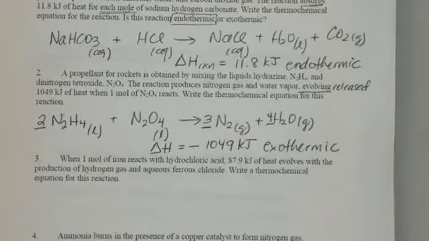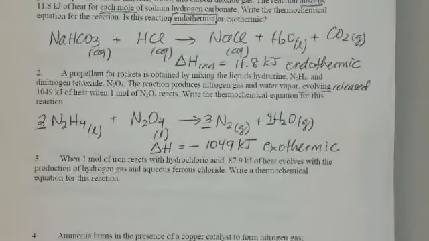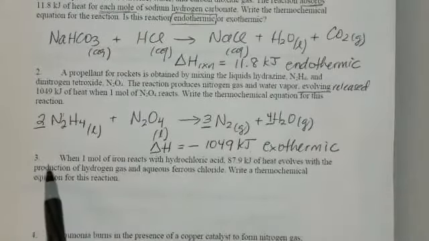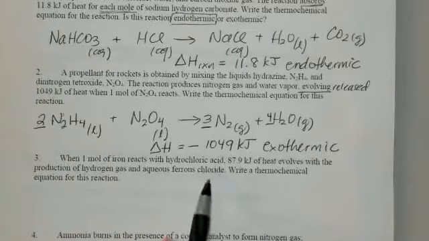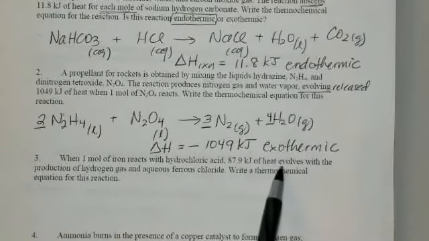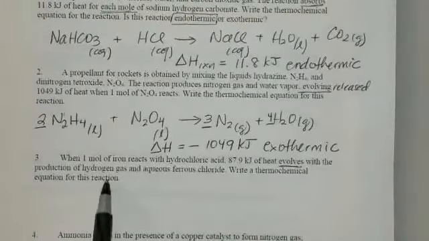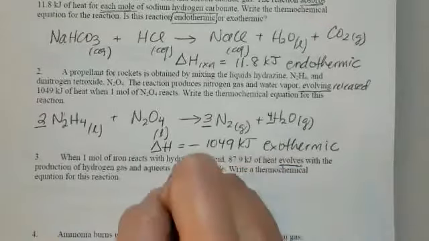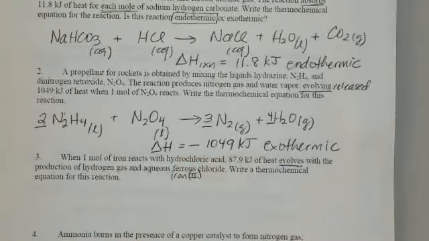All right, for question number 3, and again, those are both thermochemical equations. We'll be looking at a lot of these in this chapter. And hey, finally something new. Number three says when 1 mole of iron reacts with hydrochloric acid, 87.9 kilojoules of heat evolves. So again, that means it's released, with the production of hydrogen gas and aqueous ferrous, I would put iron 2, right? Iron 2 chloride. Write a thermochemical equation for this reaction.